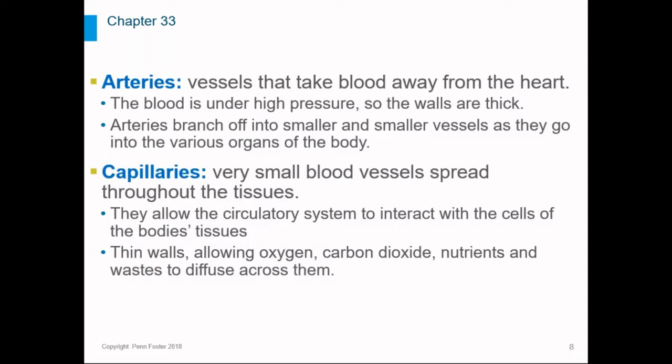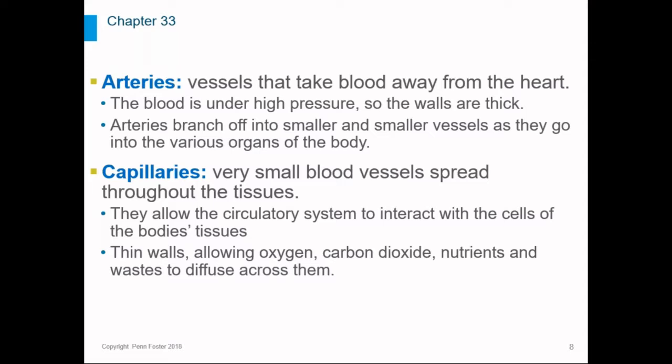I'm going to mix up the order that is in your book a little and discuss blood vessels before discussing the heart. So arteries are blood vessels that take blood away from the heart. Their blood is under high pressure, so the walls of arteries are thick. Arteries branch off into smaller and smaller vessels as they go into the various organs of the body. Eventually, they branch off so small that they become tiny capillaries.